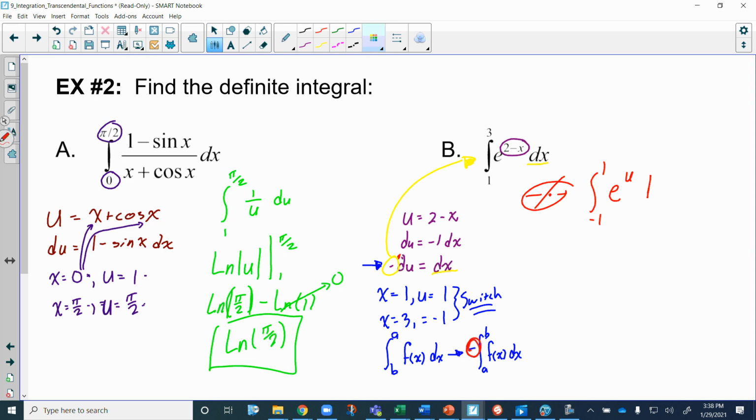So now we'll say e to the u power evaluated from -1 to 1 will give me e to the first power minus e to the -1 power. So that'll just be e minus 1 over e. And I don't know what that is as a decimal number. But there's your exact answer.